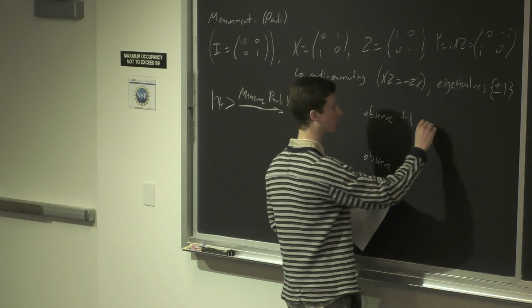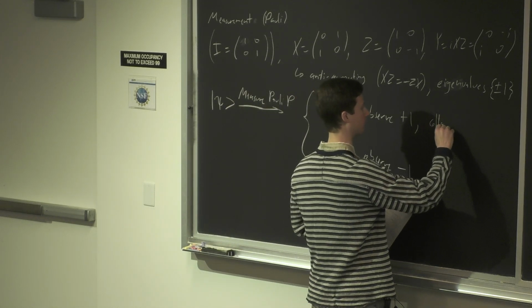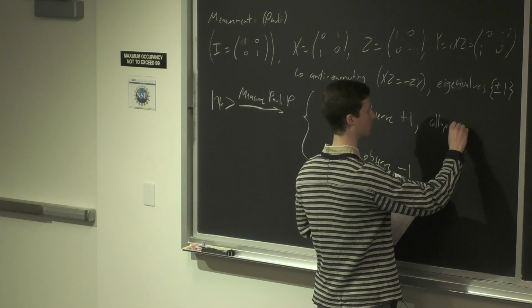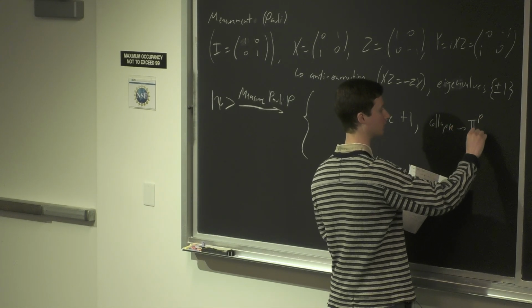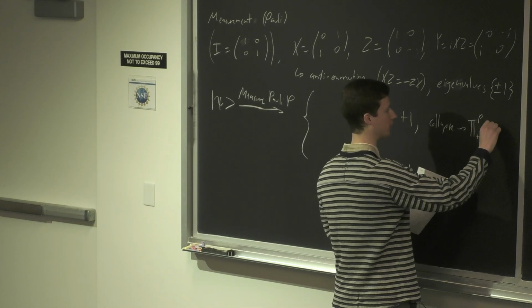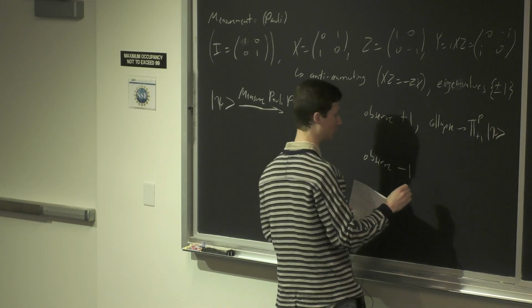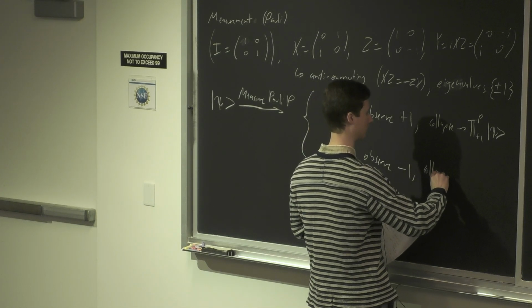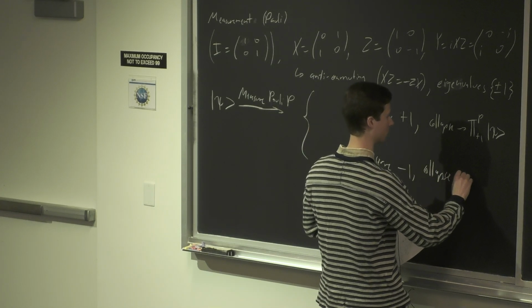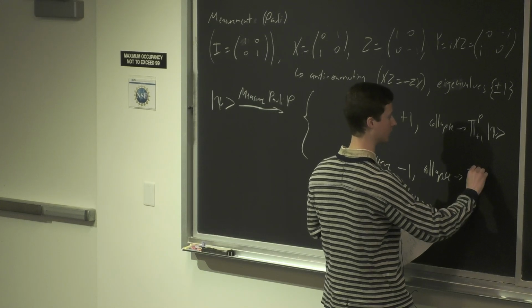And if we observe +1, we collapse the state psi to its projection onto the +1 eigenspace of the Pauli operator P. Whereas if we observe -1, we collapse the state to the projection onto the -1 eigenspace.